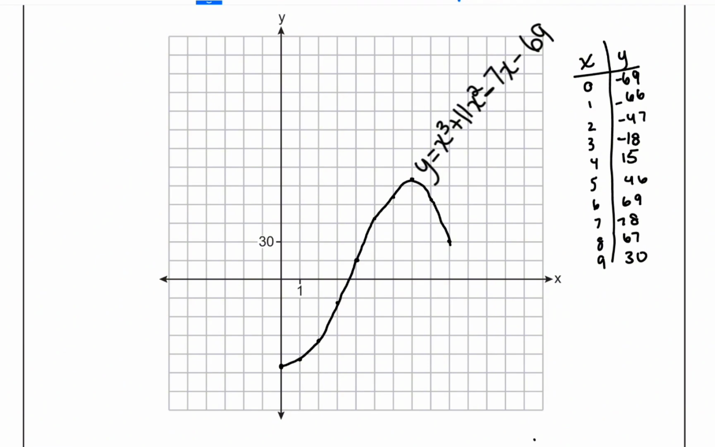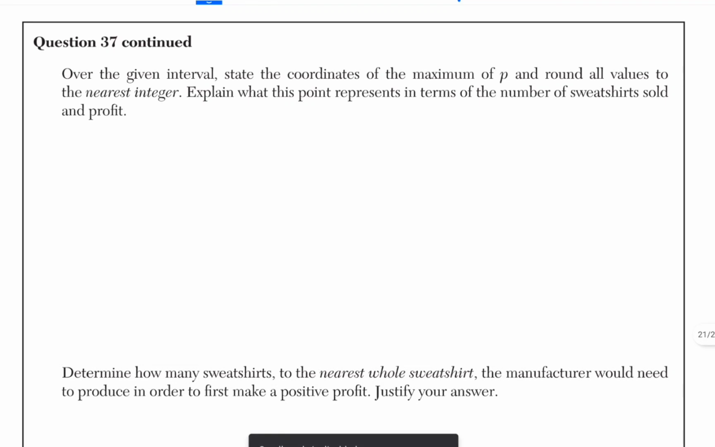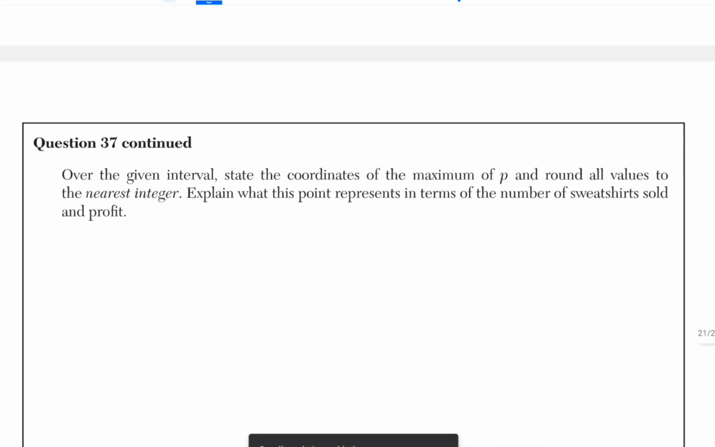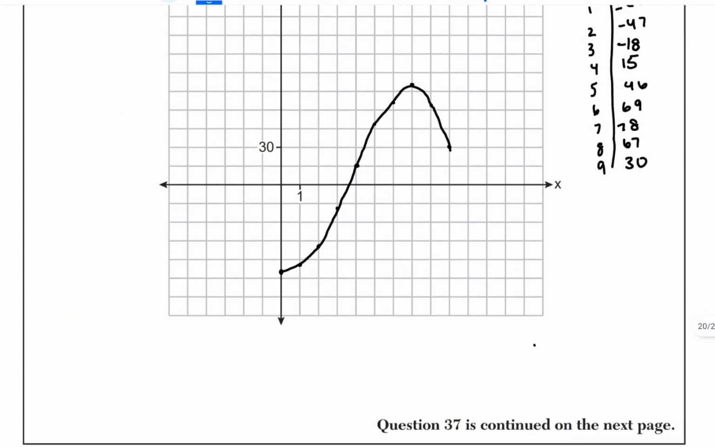Next part says, over the given interval, state the coordinates of the maximum of P and round all values to the nearest integer. Explain what this point represents in terms of sweatshirts sold and profit. So, if we look back and see, our maximum point is going to be the biggest point where it goes high and then it shifts down low. And we know this part hits where? It's at 7 and 78.